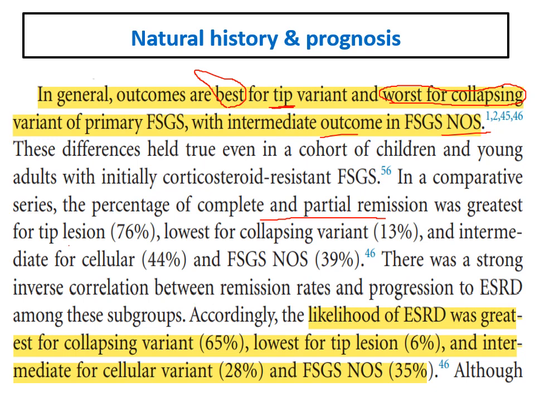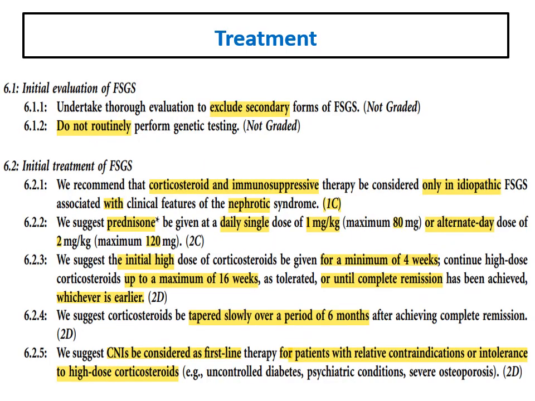This is confirmed by studies showing the percentage of complete and partial remission. The percentage of remission was highest in tip variant, lowest in collapsing: 76% in tip variant and only 13% in collapsing, with intermediate results in cellular and not otherwise specified. This data is also confirmed by the incidence of end-stage renal disease, which was highest in the collapsing variant at 65% and lowest in the tip variant, with only 6% of cases reaching end stage, and intermediate results for the cellular and not otherwise specified. To conclude, the best prognosis is in the tip variant and the worst prognosis is in the collapsing variant. What about the treatment?